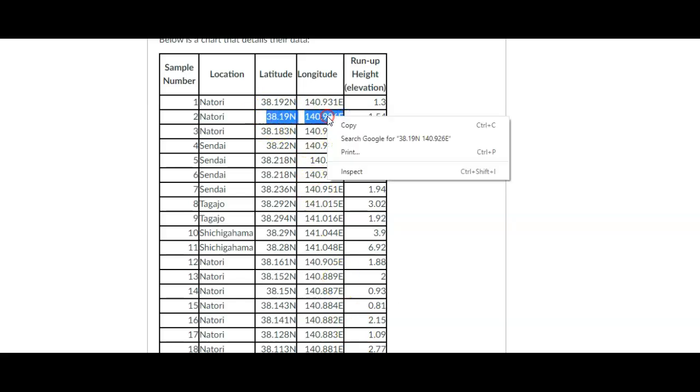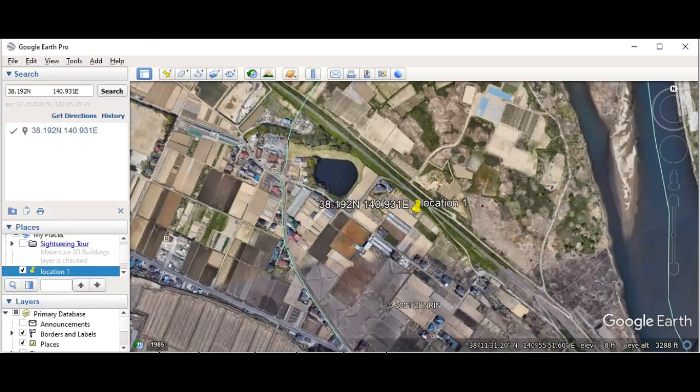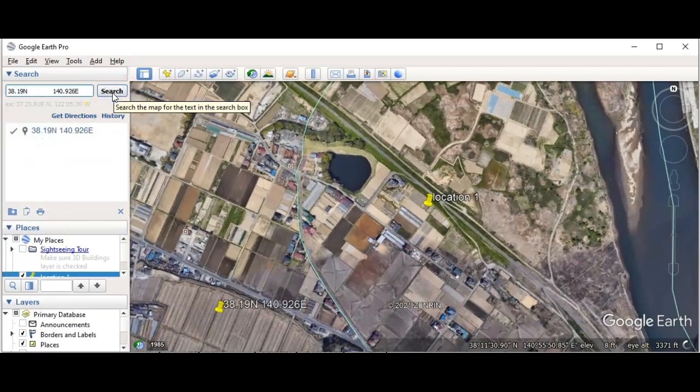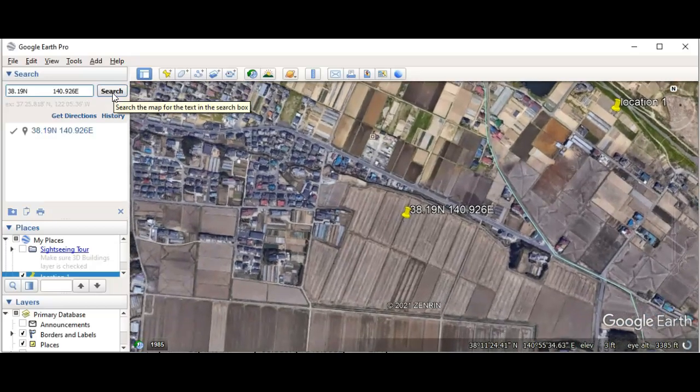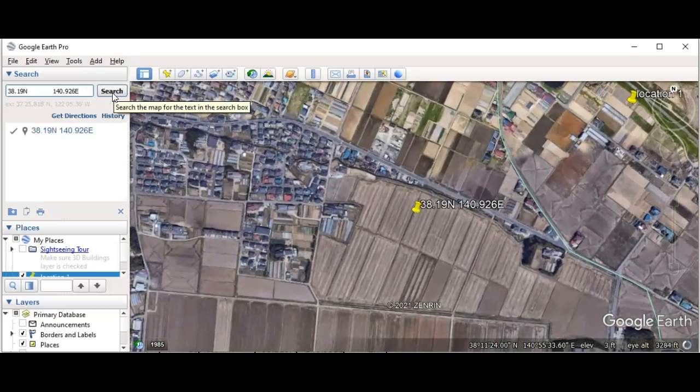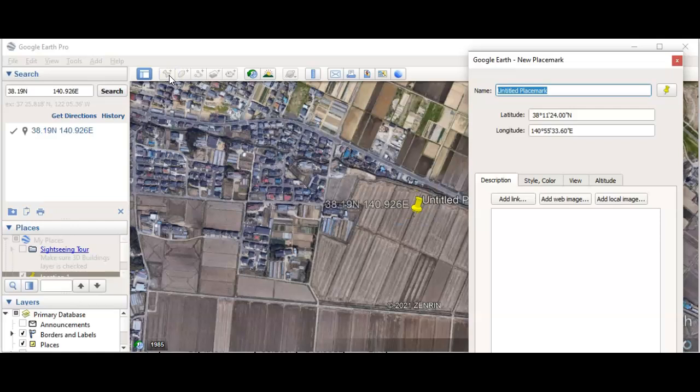You highlight that, you right click, copy, come to here. We're going to paste a new one, and we're going to say, please find that one. You have to wait, let it settle, or it'll mark it in the wrong place. So once it stops moving, we're going to add a second one. We're going to call this one location 2.